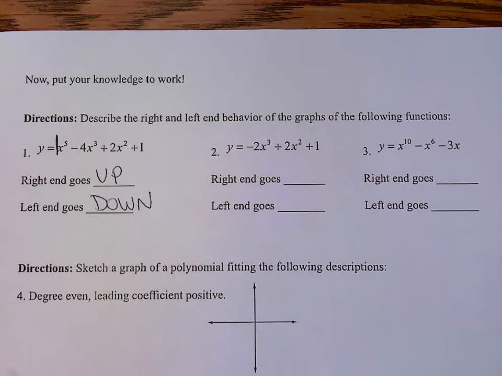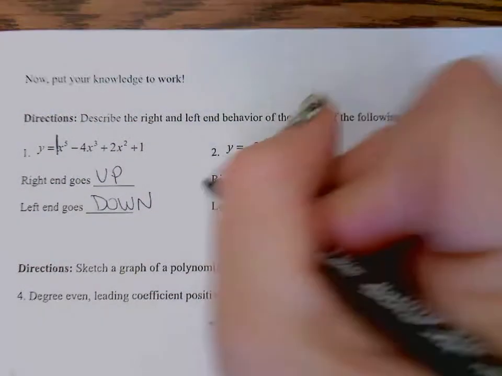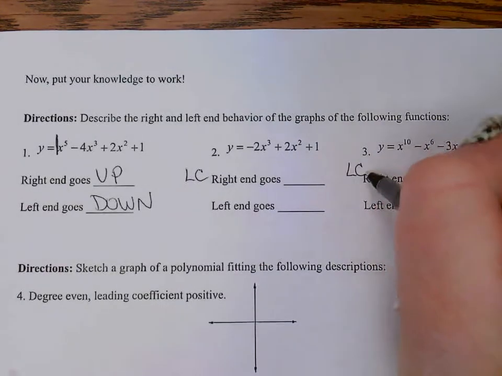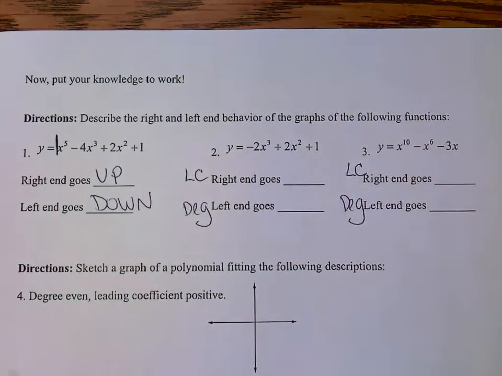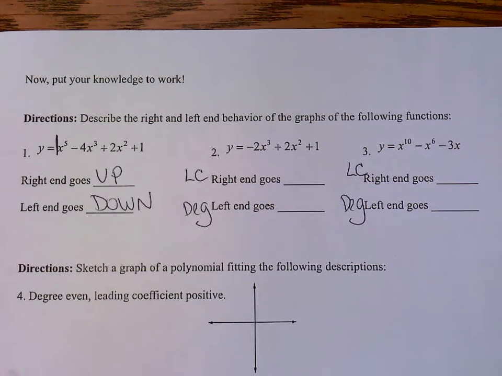See if you can follow those rules for number 2 and 3 the same way. You look at the coefficient first. So the right end is the leading coefficient, and then the degree tells you what the left side is doing. So use the leading coefficient, make sure you're in standard form. So take a minute, try 2 and 3. We'll check our answers before we do 4 through 6.